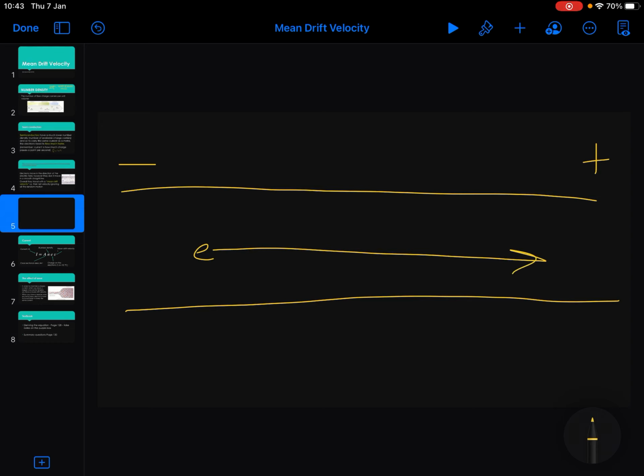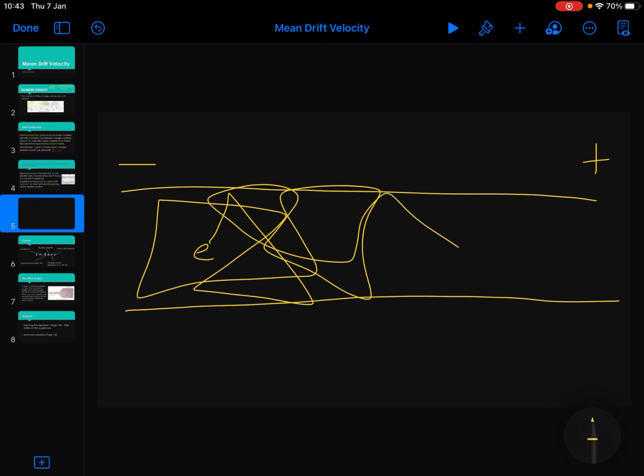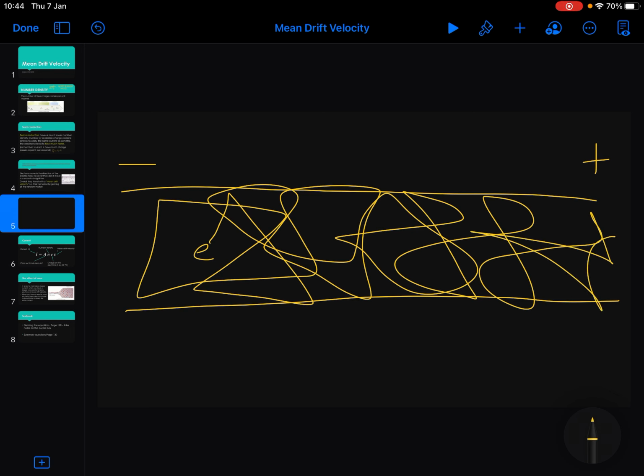But instead of just travelling in a straight line like that, they basically zigzag all the way around. You can see it's getting closer to the positive end of the wire, but it is not a straight line. So overall, they are travelling in this direction, but it's not a straightforward thing. So what we say is that they travel with a mean drift velocity.